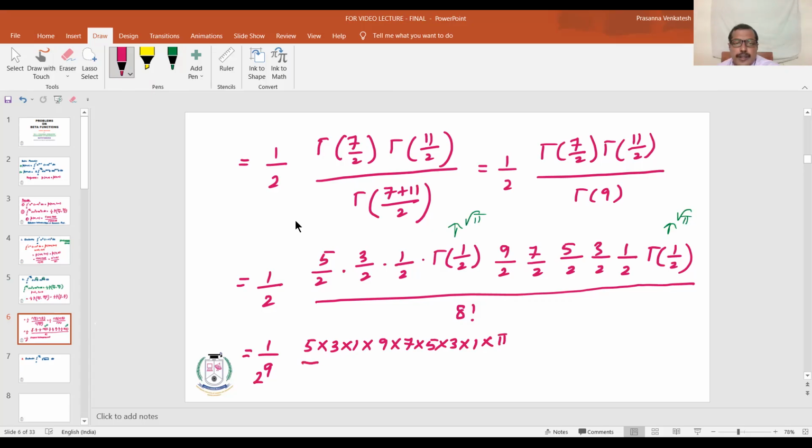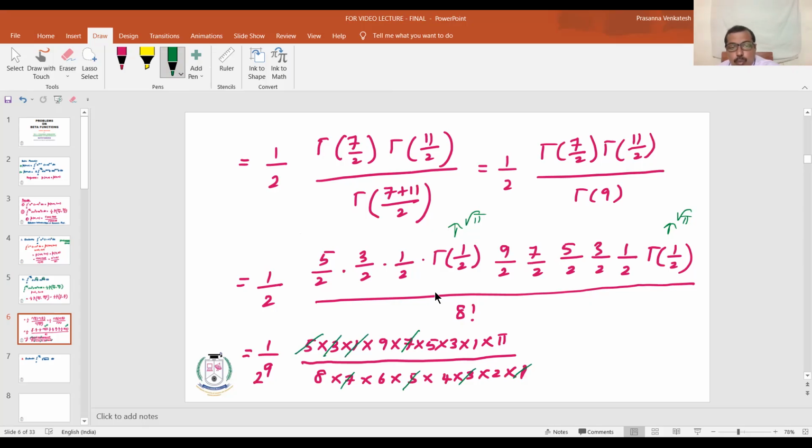Divided by 8 factorial, which starts with 8, 7, 6, 5, 4, 3, 2, 1. Now certain terms will get cancelled. Which terms will get cancelled? 7 and 7 will get cancelled. And then 5, 3, 1 will get cancelled with this 5, 3, 1. And then 6 will get cancelled 2 times, here 3 times. That's all.